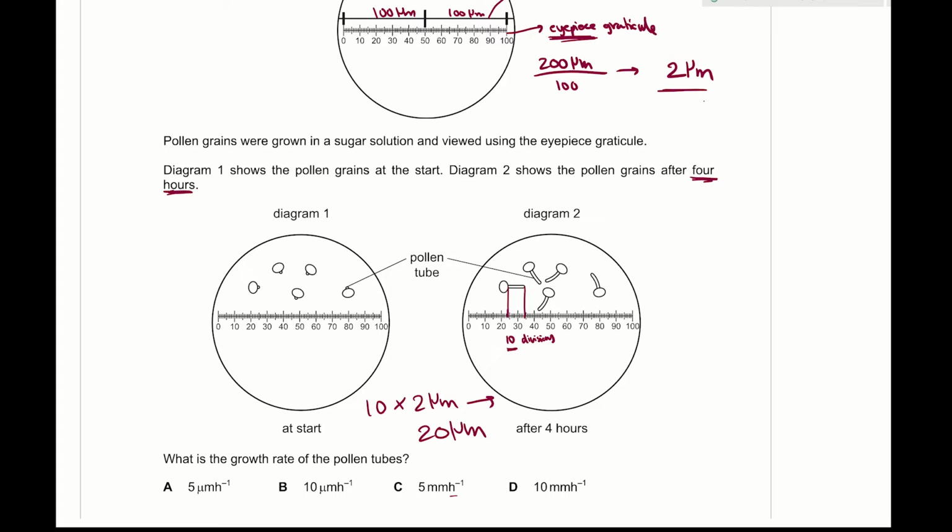But this is per 4 hours, because here it says the pollen grains after 4 hours. Now, here we're trying to get the growth rate of the pollen tubes per hour. Then what we must do is divide 20 micrometers by 4 to calculate the length for 1 hour, and this would give you 5 micrometers per hour.